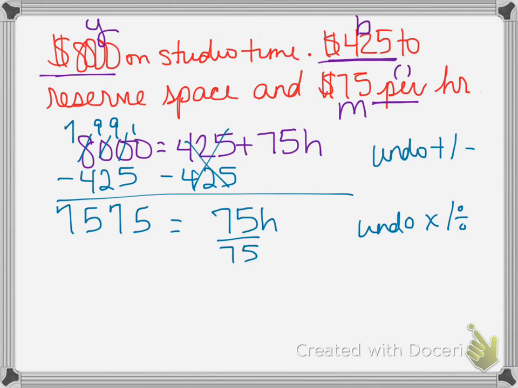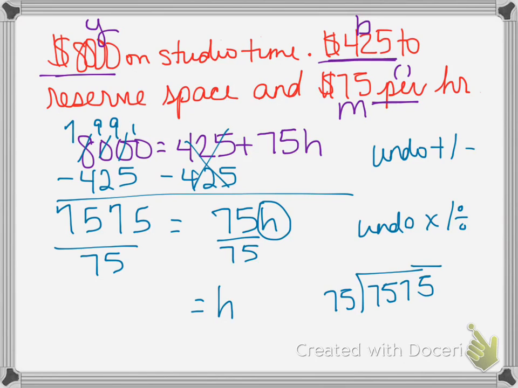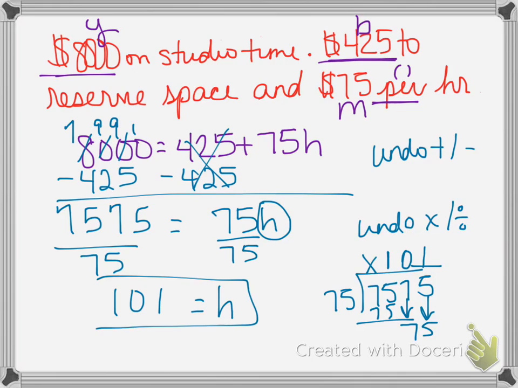So I'm dividing by 75. Remember, your goal is always to get that variable alone and positive. So we're going to say H is equal to, well, how many 75s are in 75? 75 doesn't go into 7. It goes into 75 once. Be careful here. It does not go into 7. It goes into 75 again. So she can record for 101 hours.